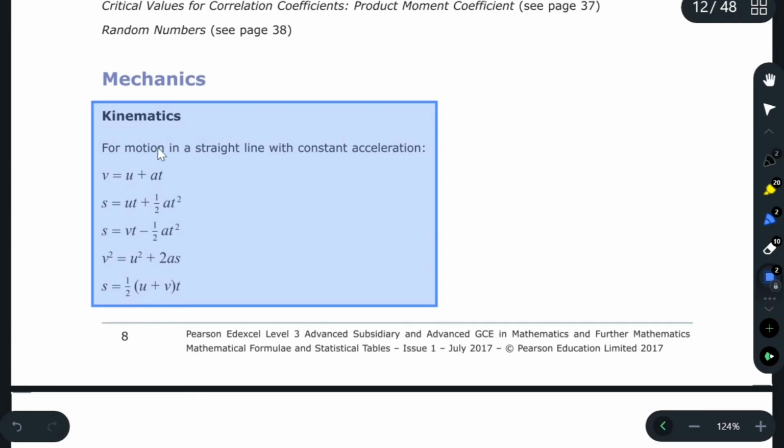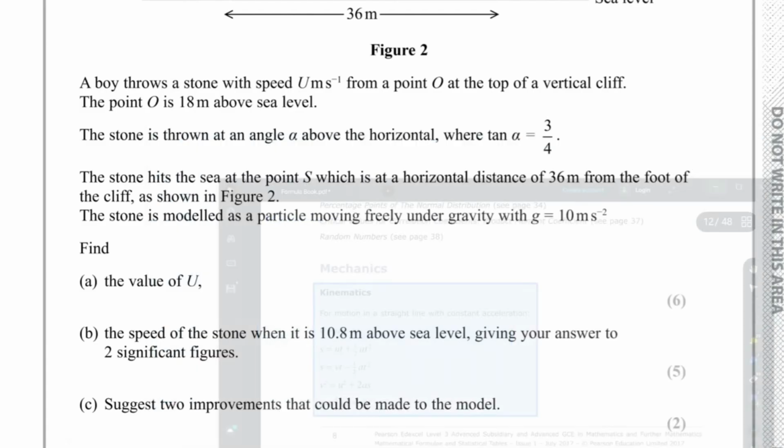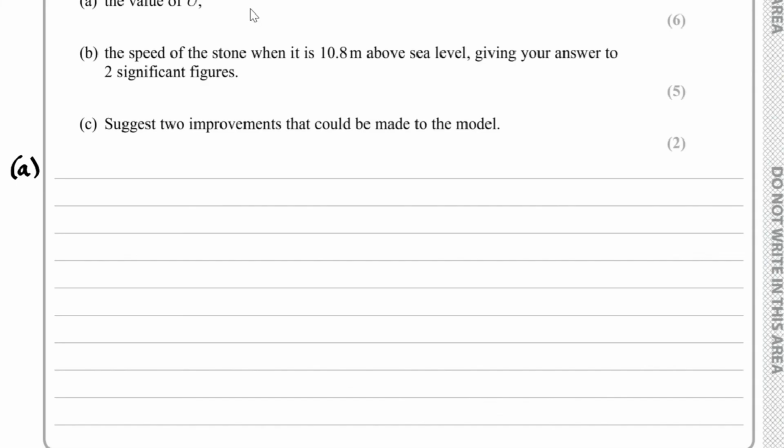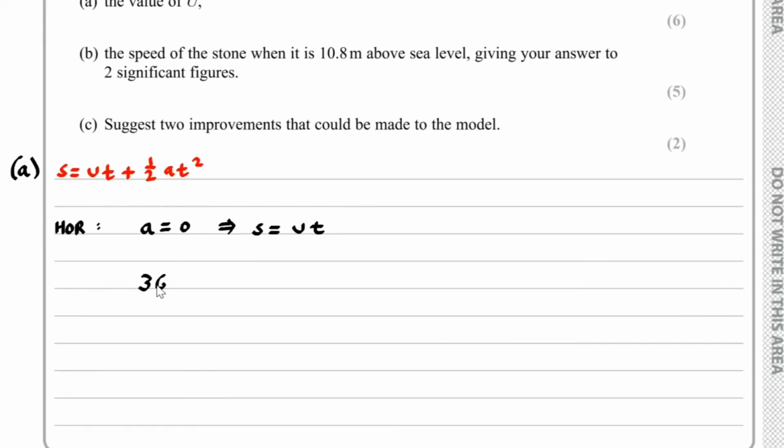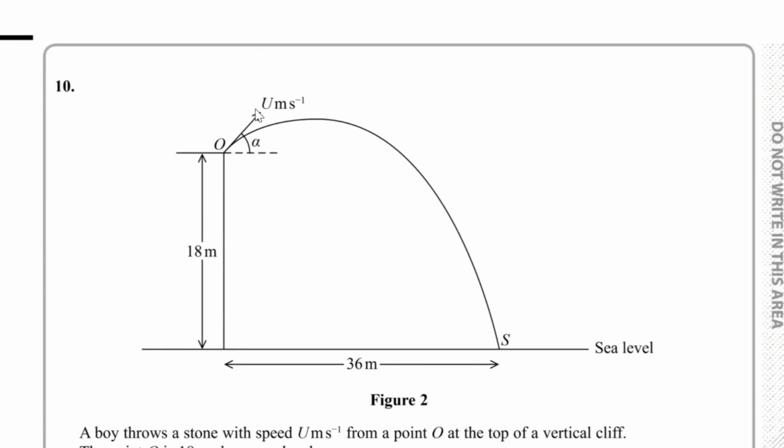Now in this question we have to use the SUVAT equations because we've got constant acceleration, and for projectile motion we will be using s equals ut plus a half at squared. So for part A, if we use s equals ut plus 1/2 at squared, then if we consider the horizontal motion with a equaling 0, because we've got no acceleration horizontally, the equation reduces down to s equals ut. So I've got the horizontal distance, which is 36 meters, and that's equal to u cos alpha.